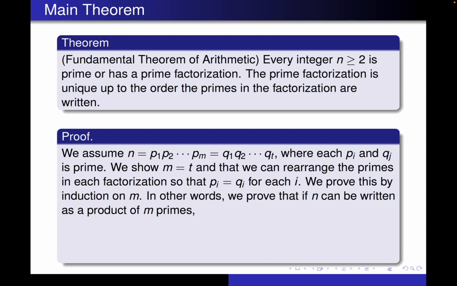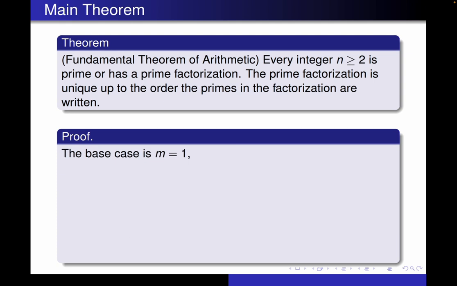In other words, if it's possible for n to be written as a product of m primes, then the prime factorization is going to be unique. So the base case is when m equals 1. In other words, we can write n as a product of 1 prime. And that just means, well, we have n is equal to p1, and the other hypothetical prime factorization is q1, q2 through qt.